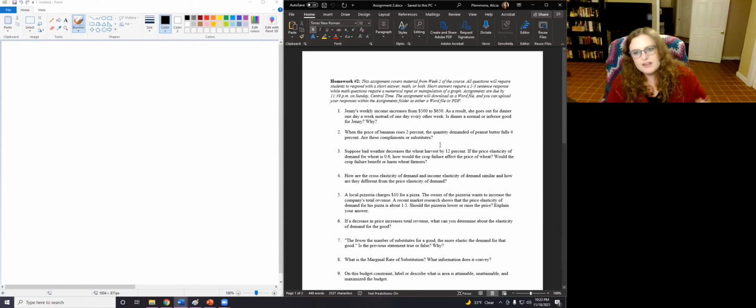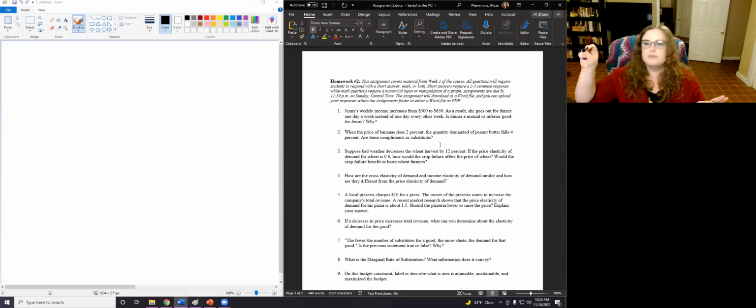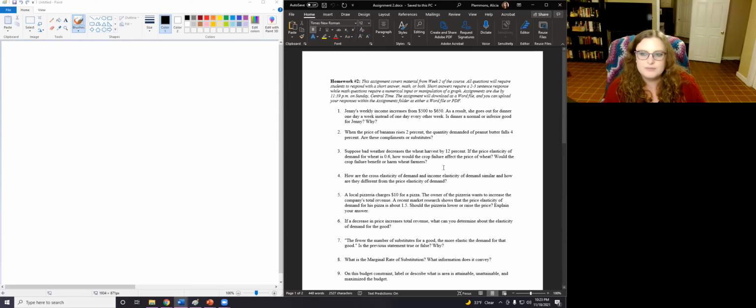When the price of bananas rises by 2%, the quantity demand for peanut butter falls by 4%. That means that they'd be complements, something that people have together, because not only would they have less quantity demand for bananas because of the price increase, they have less quantity demand for peanut butter because of a shift in the demand curve. This shift in the demand curve is relative to the price of another good.